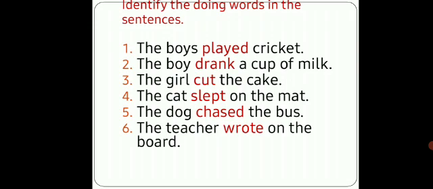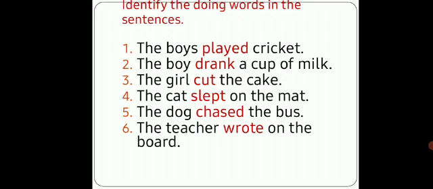Okay, so you can see in these sentences, the boys played cricket. So here in this sentence, played is a doing word which is in the past tense, a completed task. The boy drank a cup of milk. So drink is the present and drank is the past. That is verb 2. Drink is verb 1, simple present, and drank verb 2, that is simple past.